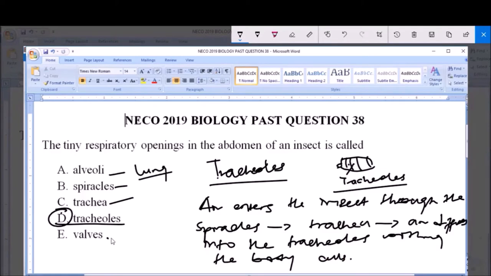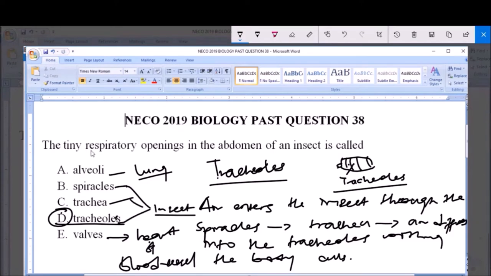And these valves here are actually found in the heart. You find valves in the heart and blood vessels. Valves help to prevent the backflow of blood, while alveoli help in gaseous exchange in the lungs. But the spiracles, the trachea and the tracheoles are concerned with insects. The tracheole is the respiratory opening in the abdomen of an insect, and that is option D. So option D is the correct answer to this question.